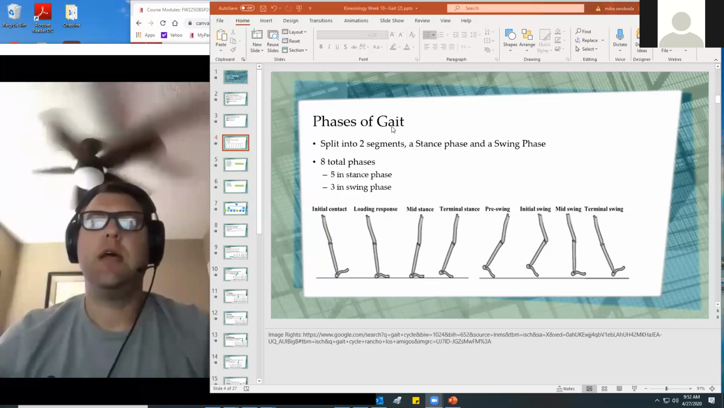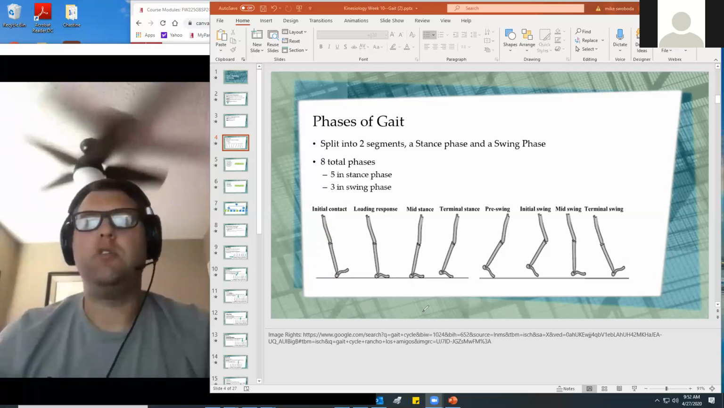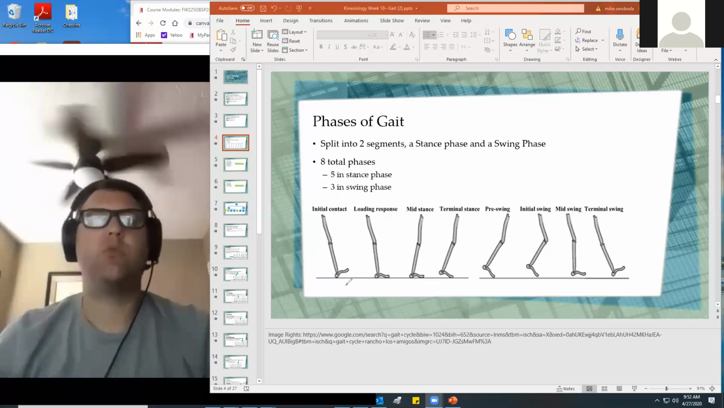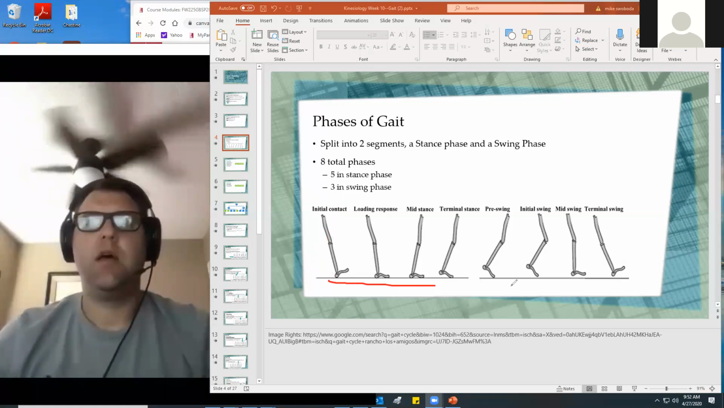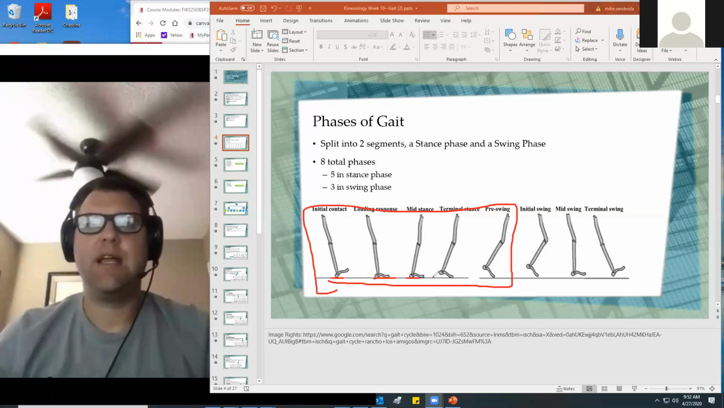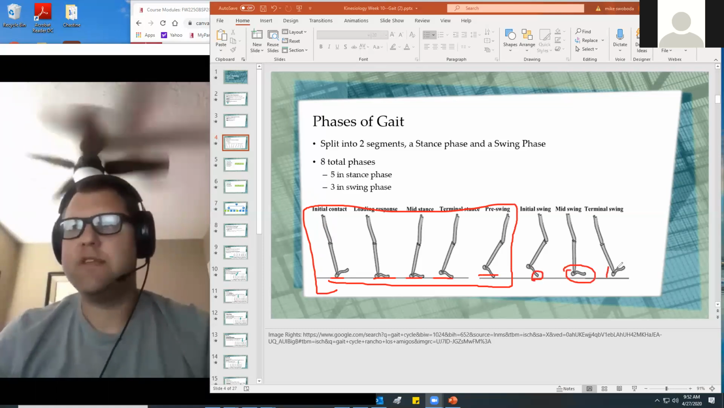If you notice, all of these phases dictate where your foot is relative to the ground. These first 5 here, your foot is in contact with the ground. Your last 3, your foot is off the ground.